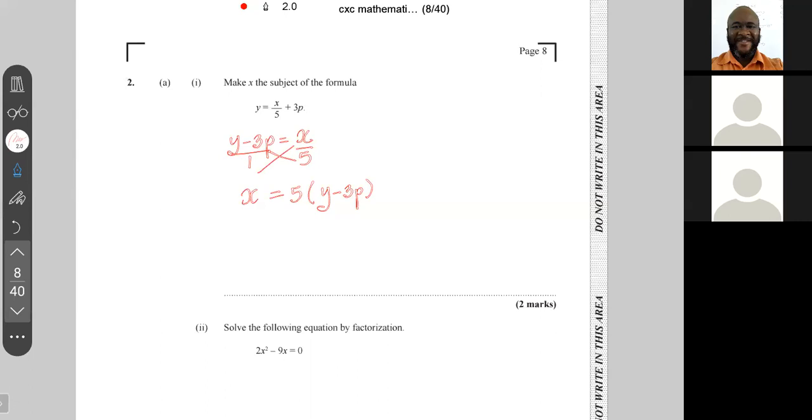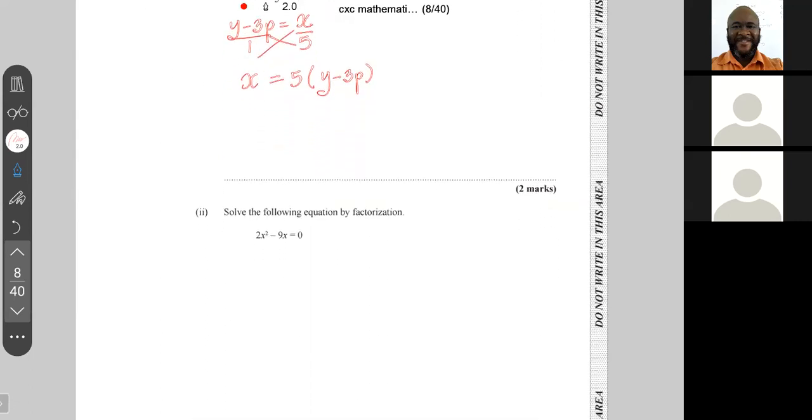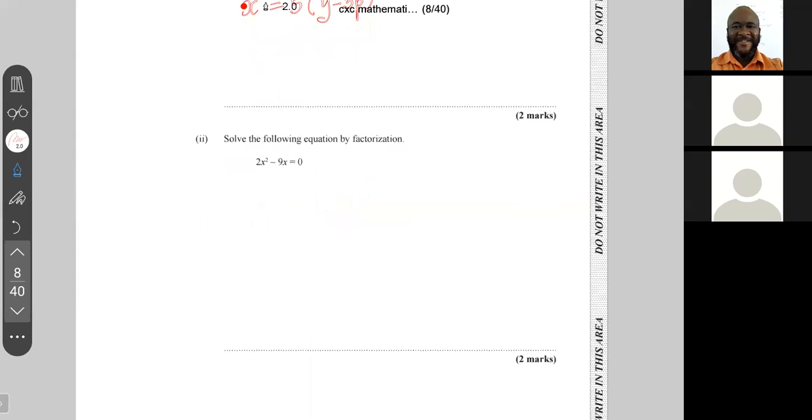Part II. Now, II is asking me to solve the following equation by factorization. Now, this is a simple quadratic equation that you're being asked to solve. And we're asked to solve it by the method of factorization. So let's factorize. Now, I have 2x squared minus 9x.